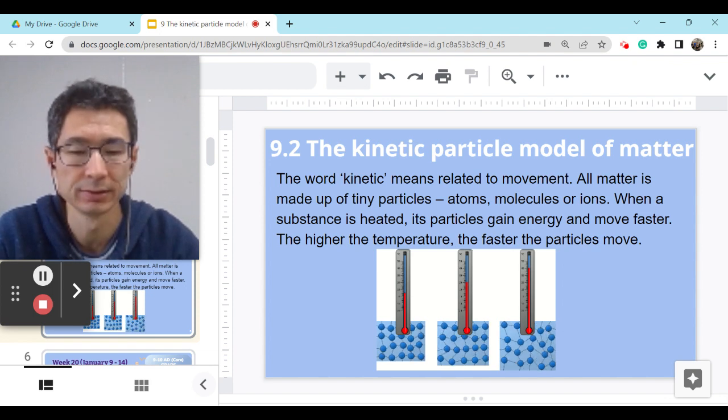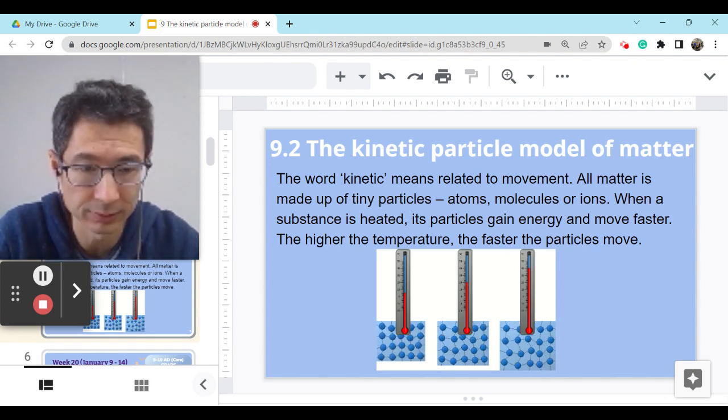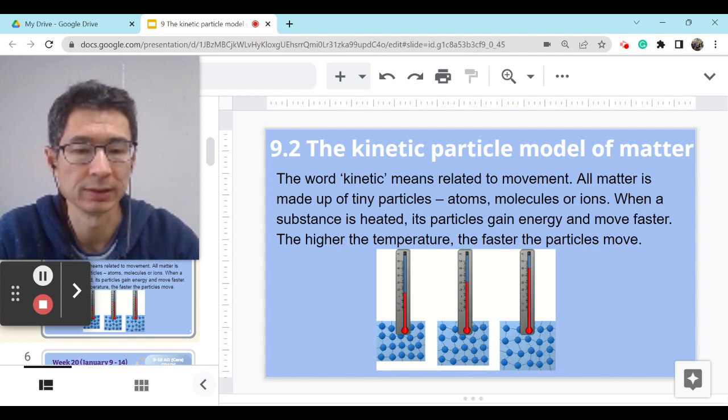Okay, here in this little animation, as the temperature increases from 20 to 40, particles start moving, gaining energy, and move faster.